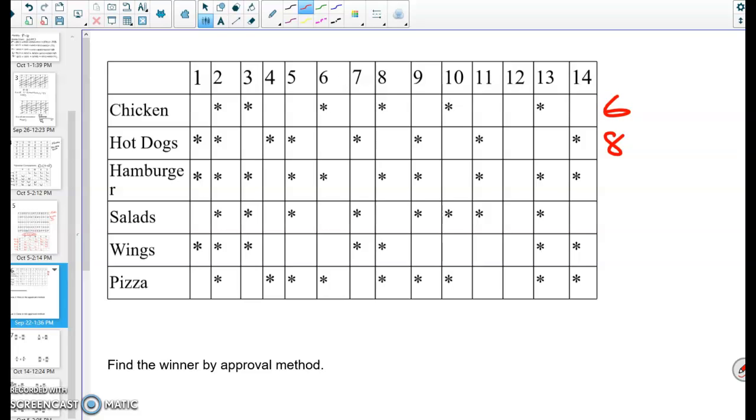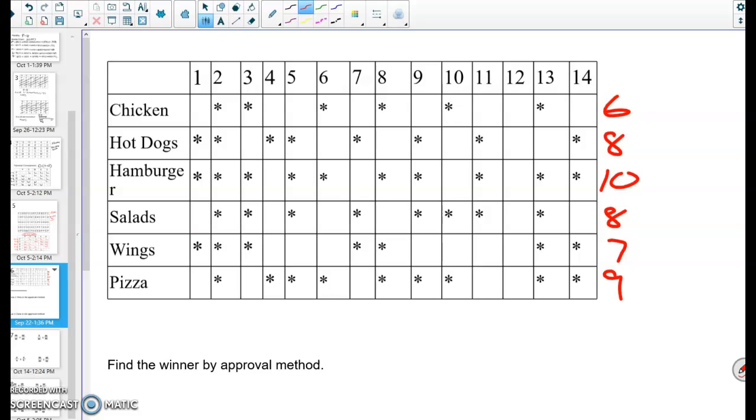1, 2, 3, 4, 5, 6, 7, 8, 9, 10. 10 votes for hamburgers. 1, 2, 3, 4, 5, 6, 7, 8. 8 for salads. 1, 2, 3, 4, 5, 6, 7 for wings. 1, 2, 3, 4, 5, 6, 7, 8, 9 for pizza.